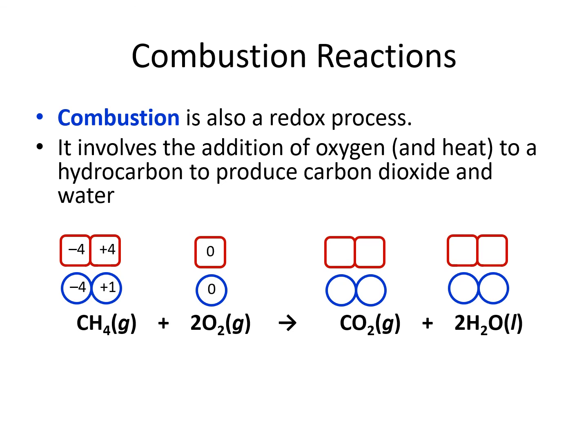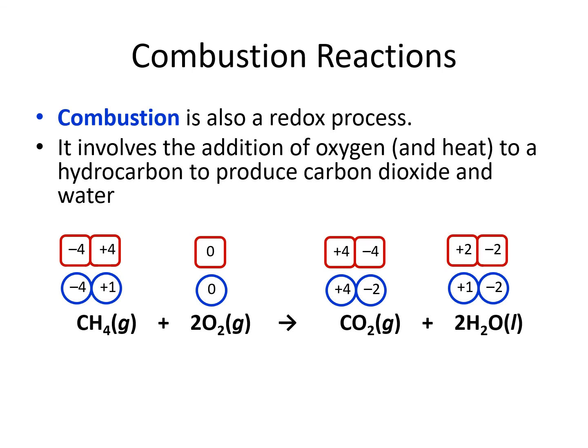On our right-hand side, we have CO2. Oxygen gets its typical -2, and there are 2 of them, so that's a total of -4, which means the carbon must be a +4 to balance it out. Lastly, we have the water molecule, which we've done before. Hydrogen is +1, there are 2 of them, so that makes +2 on the right side. That means oxygen is a -2.